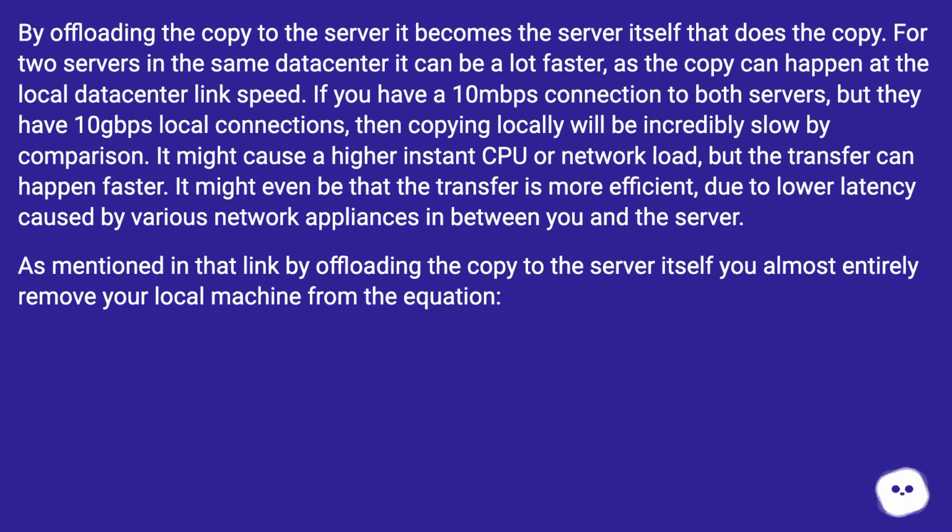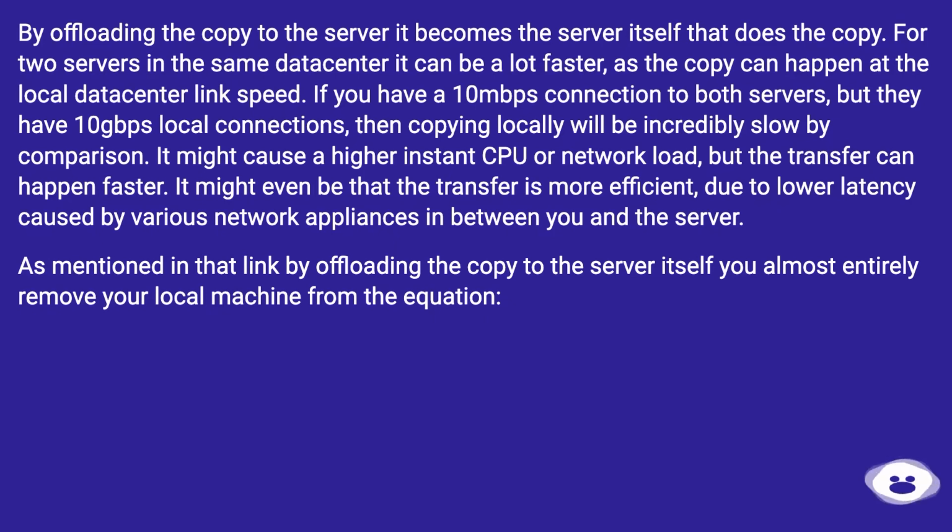For two servers in the same data center, it can be a lot faster, as the copy can happen at the local data center link speed. If you have a 10 megabits per second connection to both servers, but they have 10 Gbps local connections, then copying locally will be incredibly slow by comparison. It might cause a higher instance CPU or network load, but the transfer can happen faster. It might even be that the transfer is more efficient, due to lower latency caused by various network appliances in between you and the server.